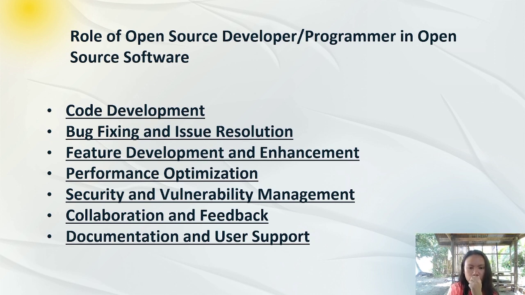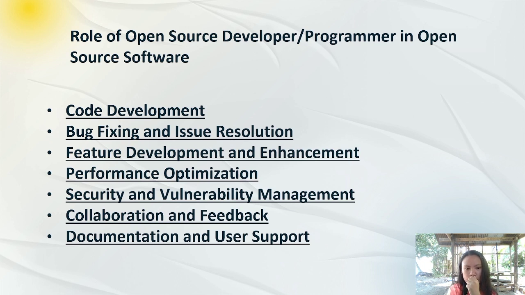So, code development. Open source developers are responsible for writing and contributing code to the open source software project. They implement new features, functionalities, and modules based on the project's roadmap and user requirements. They follow coding standards, best practices, and software design principles to ensure the code base is maintainable and scalable.